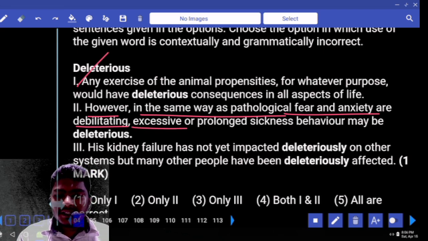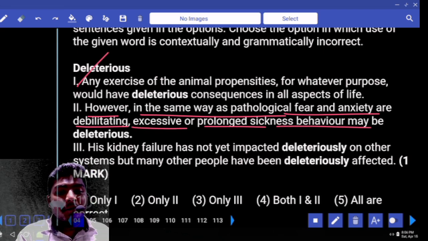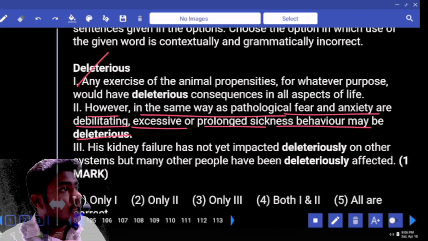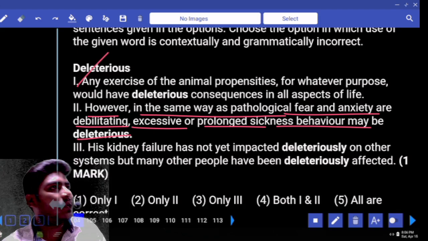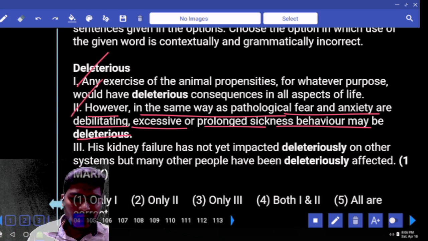However, in the same way as pathological fear and anxiety are debilitating, excessive and prolonged sickness behavior may be deleterious. If the sickness stays strong for many days, that may change it into the harmful disease. Second sentence is also fine. Move to third one.